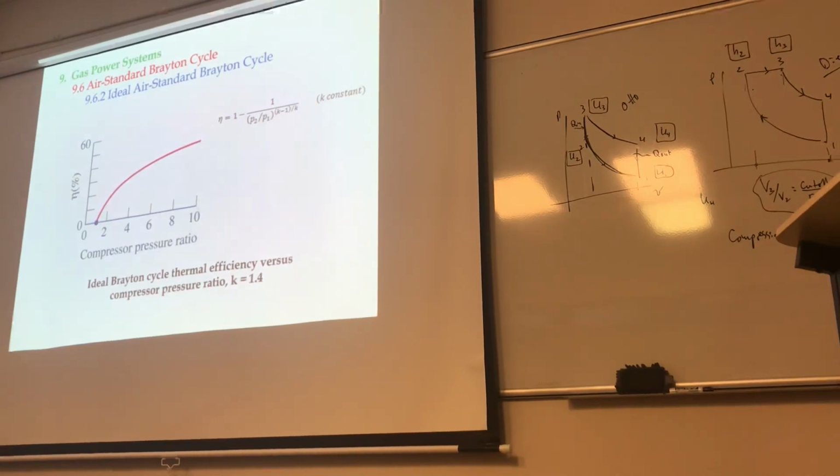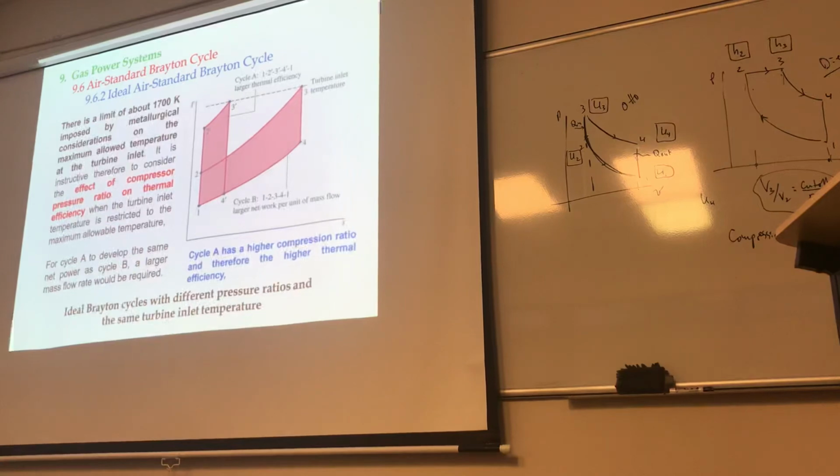962. And as the pressure ratio increases, it goes without saying that you're going to have a bit more efficiency, okay? So this is experimentally how that's been established. Ideal Brayton cycles with different pressure ratios and the same turbine inlet temperatures. What do you see here? 1, 2, 3, 4, 1. This is an isentropic, constant pressure, isentropic, constant pressure. So that's an ideal Brayton cycle.